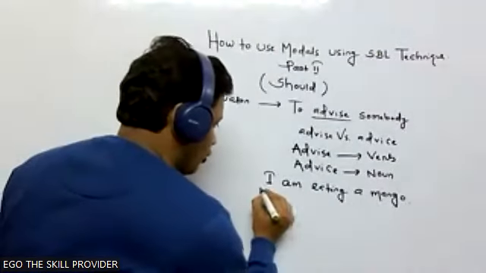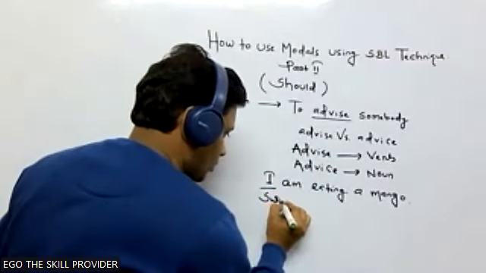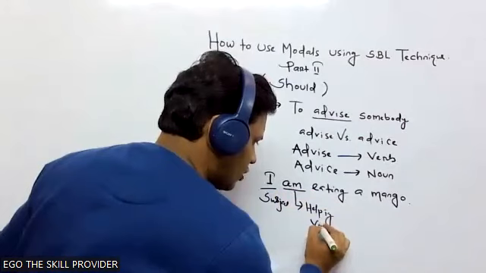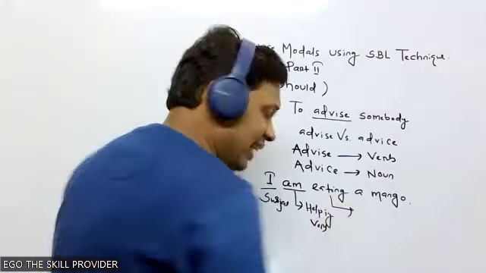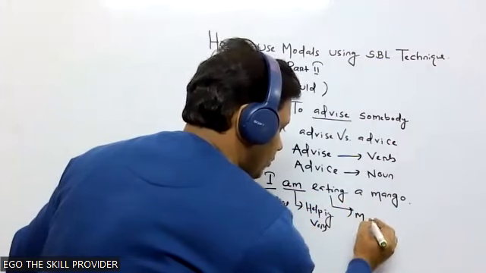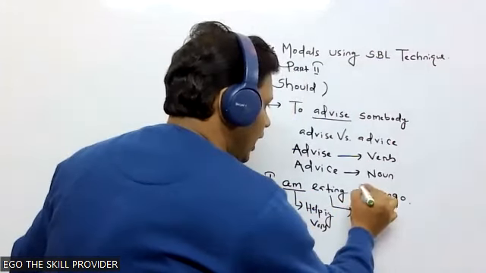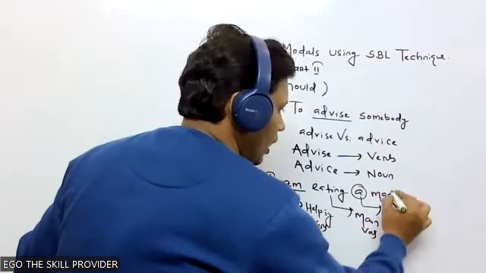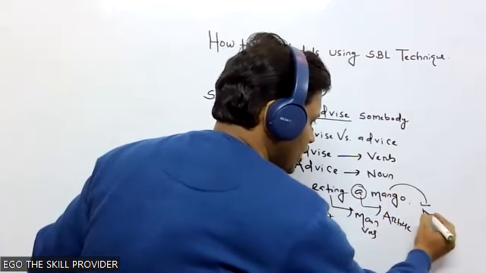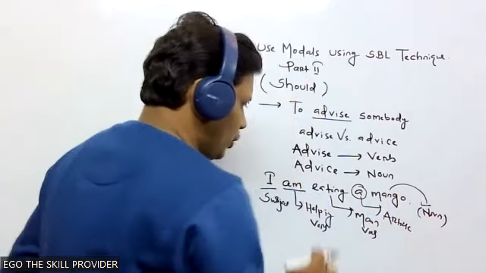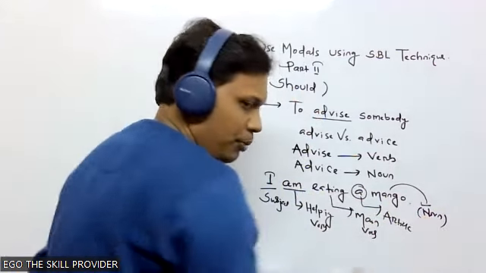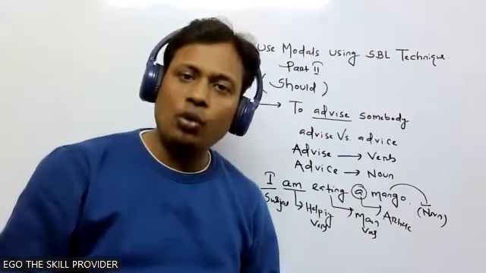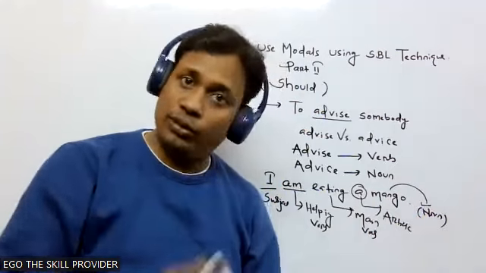Here, I is called the subject. Am is called the helping verb. I'm going to teach you everything. This is called helping verb. Eating or eat is called the main verb. And here, this is called an article. And mango is an object, or you can say it's a noun. Got it? So here, this is a verb and this is a noun. Suppose I say, I am going to market. So market is a noun. Noun is a naming word.